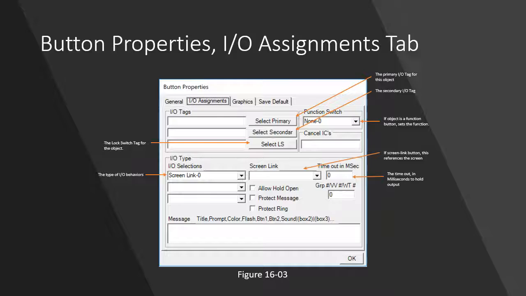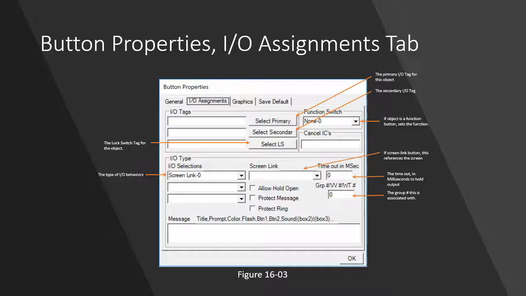Timeout in milliseconds means the amount of time you're going to hold that output out in milliseconds. So if you wanted to set that to 500, then it would set that output out for 500 milliseconds. The default is 500, so if you set it to 0, then it's going to hold it out for 500.